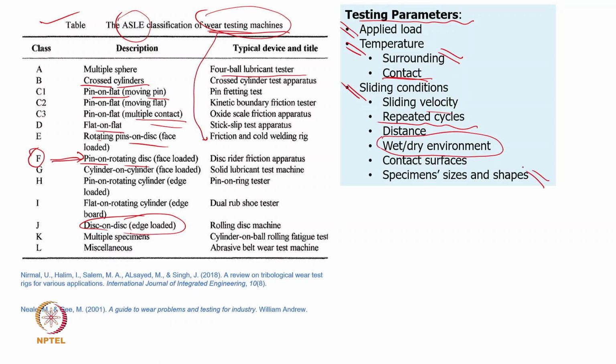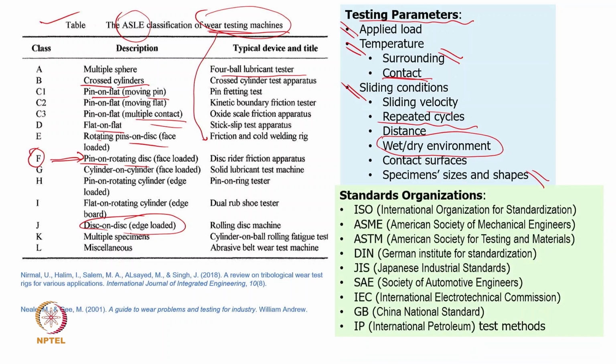And variable shape and size can be made, and maybe we can use them on a machine with the proper fixtures. So those are important. And whenever we are doing wear testing, we need to keep the standards in mind, because there are a number of ISO standards available. They specify that if you're doing this test, you go with these standards.